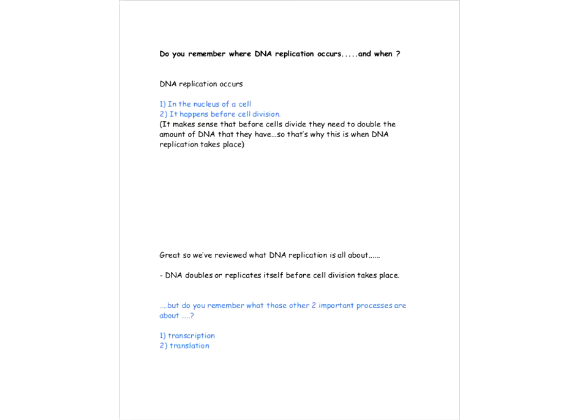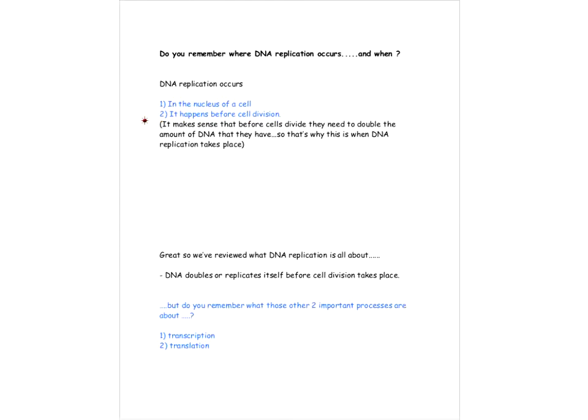Now, do you remember where DNA replication occurs? Where does it occur in the cell? And when does it occur? Well, it occurs in the nucleus of a cell, DNA replication does, and it happens before cell division. Now, why would it happen before cell division? It makes sense that before cells divide, they would need to double the amount of DNA that they have. So that's why this is when DNA replication takes place.